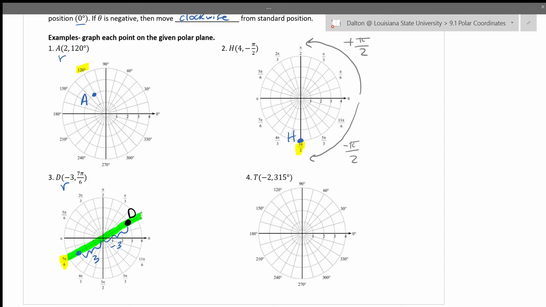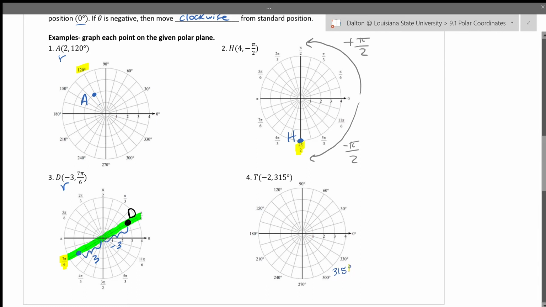So let's try another one like that, except this time this is in degrees. So I have point T, it's at negative 2, 315 degrees. So let's do one thing at a time. Let's first find the angle. So positive 315 degrees. Notice it's not written on the unit circle. Okay, so you have to use what you remember about the unit circle to figure out where 315 degrees should be. Well, obviously it's going to be smack dab in the middle of 300 and 330. So there's our 315 degree angle.